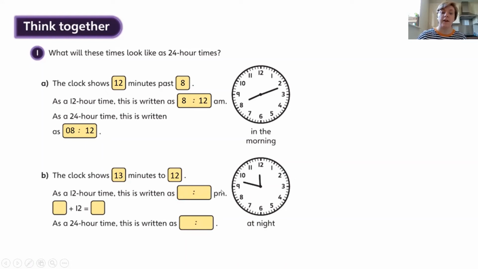And what was the hour before 12 at night? Well, it was 11 at night. So it is 47 minutes past 11 or 11:47 p.m. because it is at night. Now I need to convert this into 24-hour time. So I need to do the hours, 11, add 12, which is 23. So as a 24-hour time, this is written as 23:47.